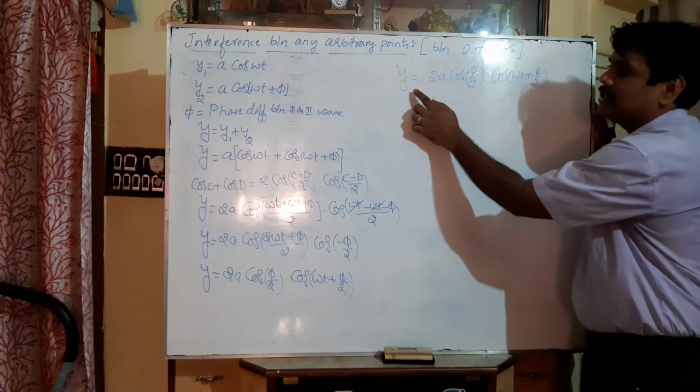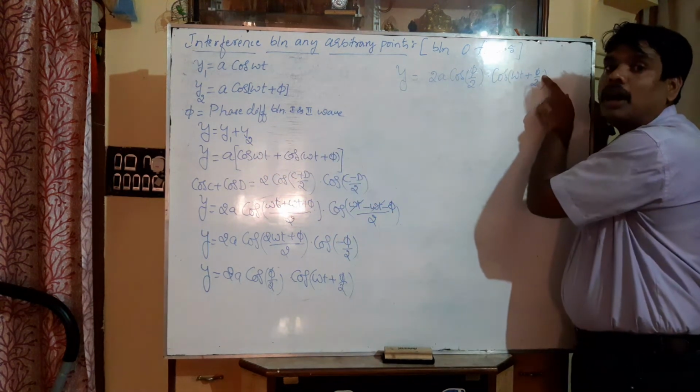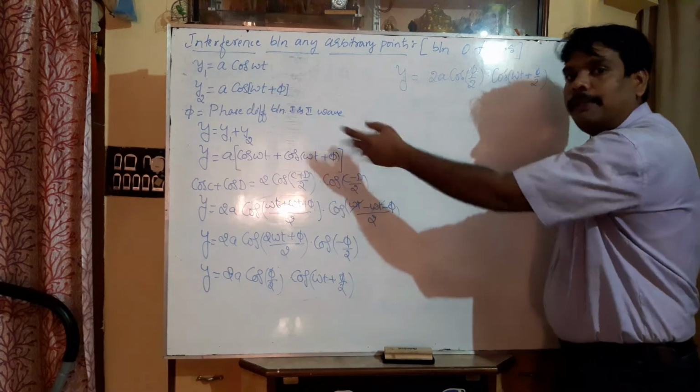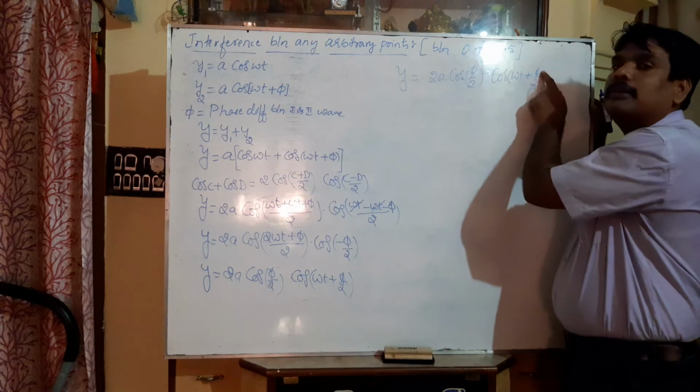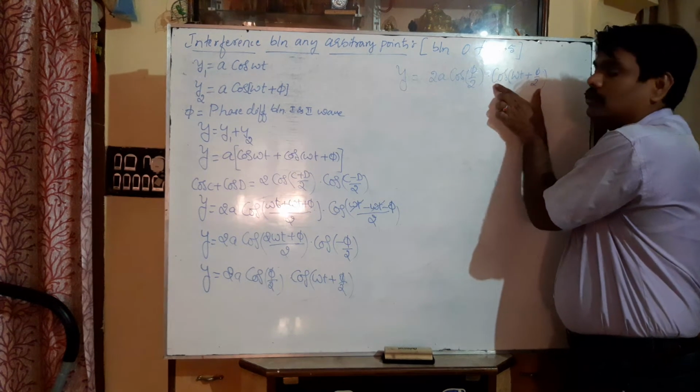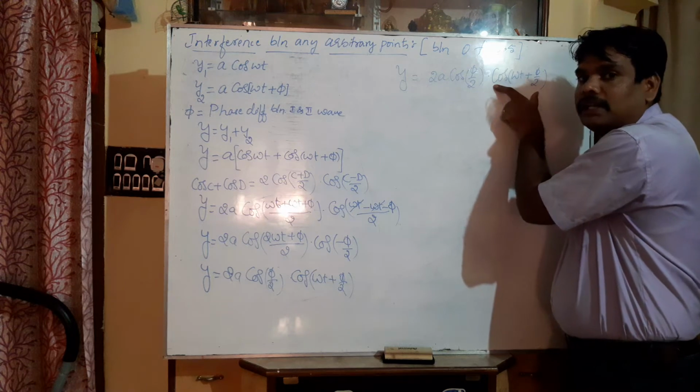Then in the resultant wave, the phase difference becomes half of that initial phase difference. Suppose the initial phase difference is pi, then here it becomes pi by 2. So like that we have to consider the resultant wave. What is the resultant wave here at any arbitrary position?